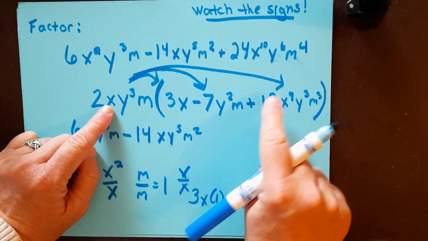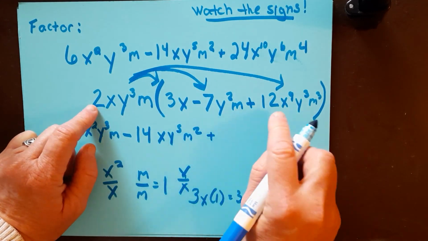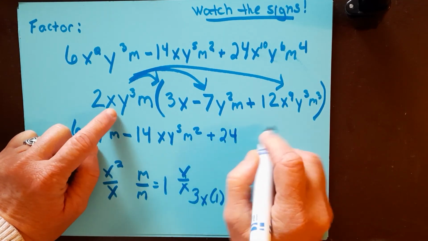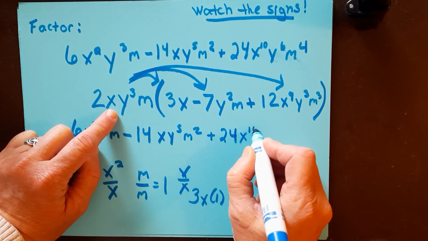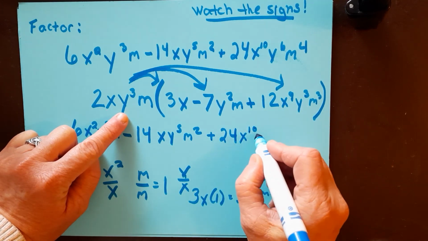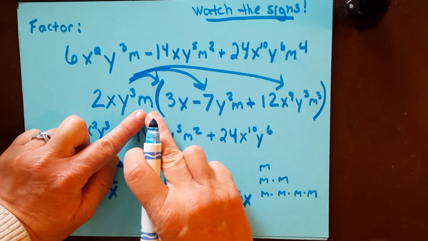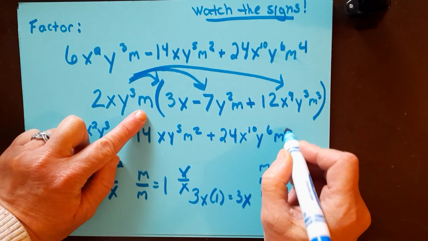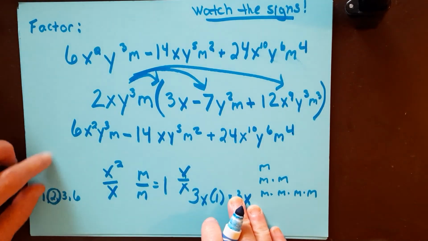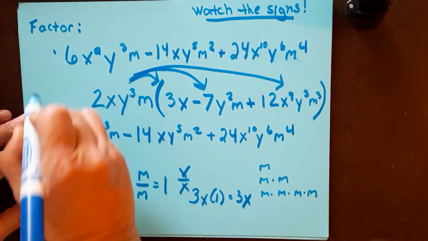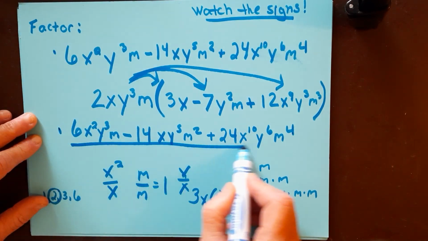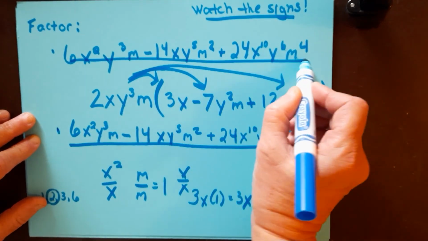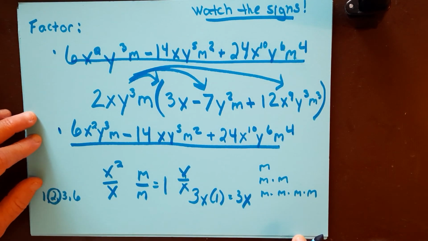Now we have to do it one more time. Plus 2 times 12 is 24. X times x to the 9th is x to the 10th. Y to the 3rd times y to the 3rd is y to the 6th. And m times m to the 3rd is m to the 4th. So can you see we just got these two terms right here. These are the same. So factoring out the greatest common factor is the opposite of the distributive property.